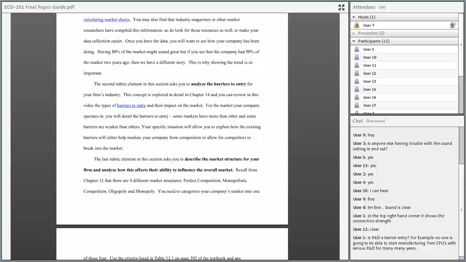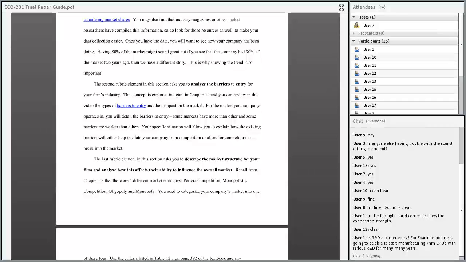David is asking, is research and development a barrier to entry? For example, I'm never going to be able to start manufacturing a 7nm CPU without serious R&D for many, many years. David, research and development can be a barrier to entry. And now, I don't know who manufactures the 7nm CPU.